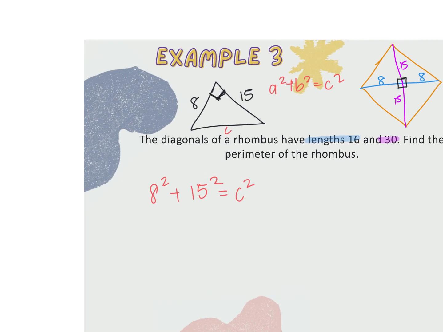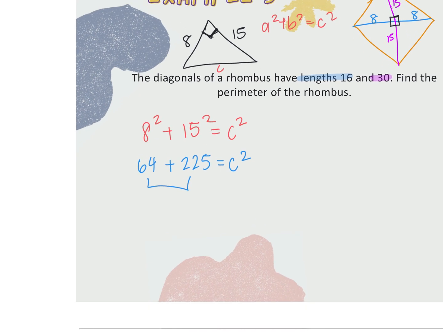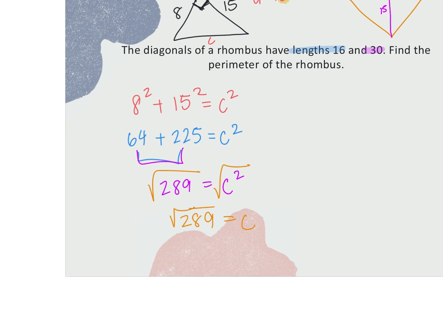8 times 8 would give me a 64. Plus 15 squared. This is why you have a calculator, because you could easily do these fast. You're going to get 225. Next, add them. 64 plus 225 is going to give you 289 equals c squared. All right, getting rid of that squared, square rooting it. This is a perfect square. I told you guys you could use a calculator for this one. It would have given you what?